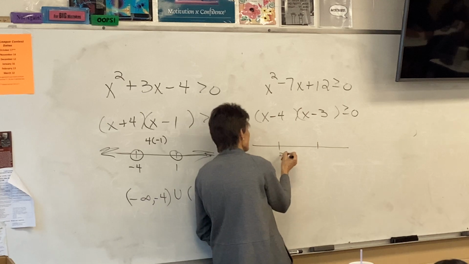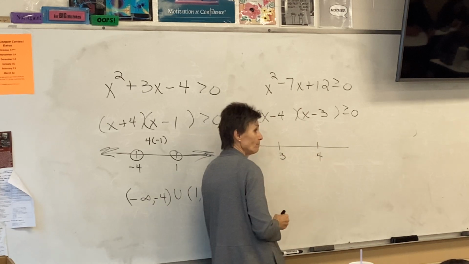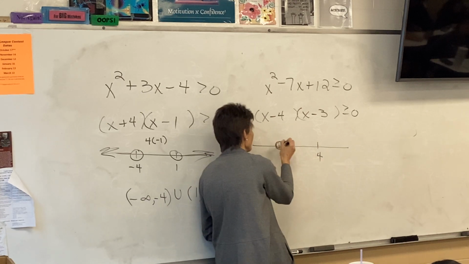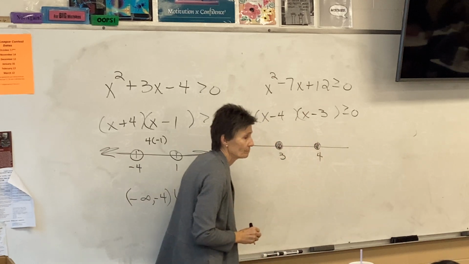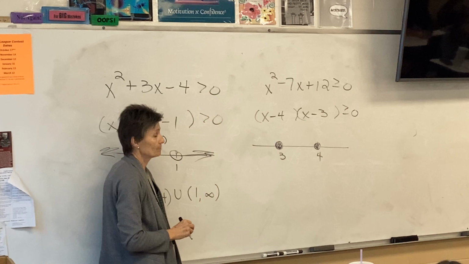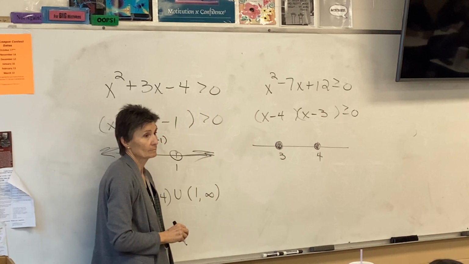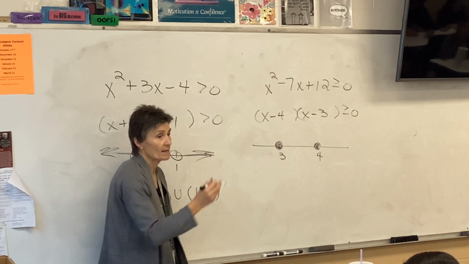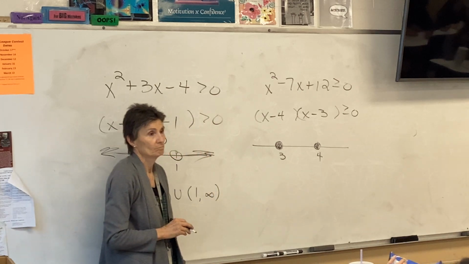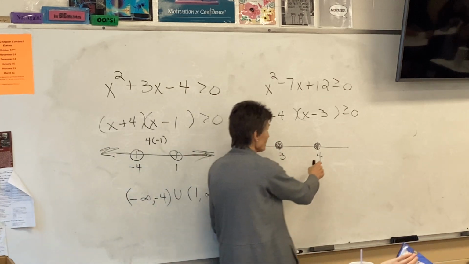Did you put dots on your number line at 3 and 4? Yeah. And did you color in the dots? Yes. Titus, what would be a good number to pick? It doesn't matter, pick one. What would you want to pick? 5. So 5 is out here.